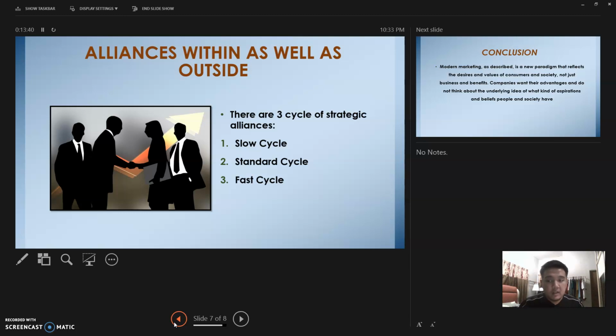And the last one is fast cycle. As we all know, fast means we will move fast, and it means the competitive advantages in fast cycle of the organization are not covered, and to survive, businesses operating in a fast product life cycle need to continually develop new products and services. And that's all for me about the alliance within as well as outside.